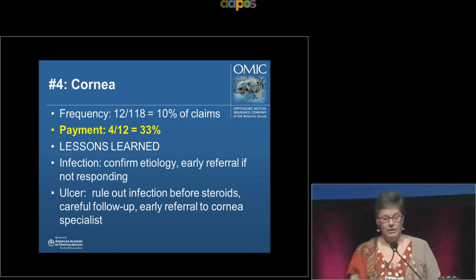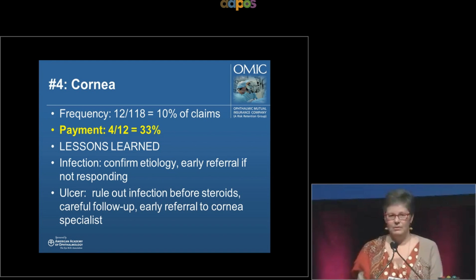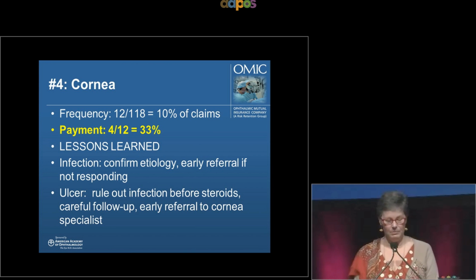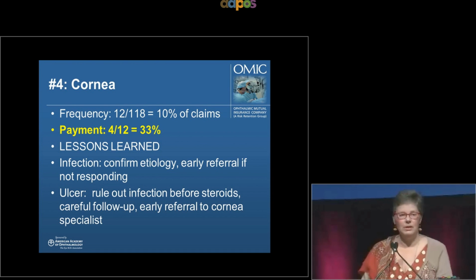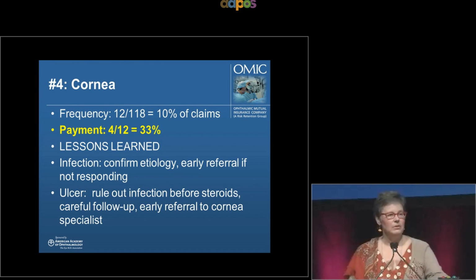Number 4, cornea. 10% of our claims were cornea. These kids are out there falling down and doing all kinds of interesting things, but it was a high-risk area. A third of the cases ended up having a payment. With infection, there were a lot of problems with diagnosis, so confirm the etiology of the infection. If you're not a cornea expert, consider early referral, because there is absolutely no liability exposure for referring, but there's a lot for failure to refer.